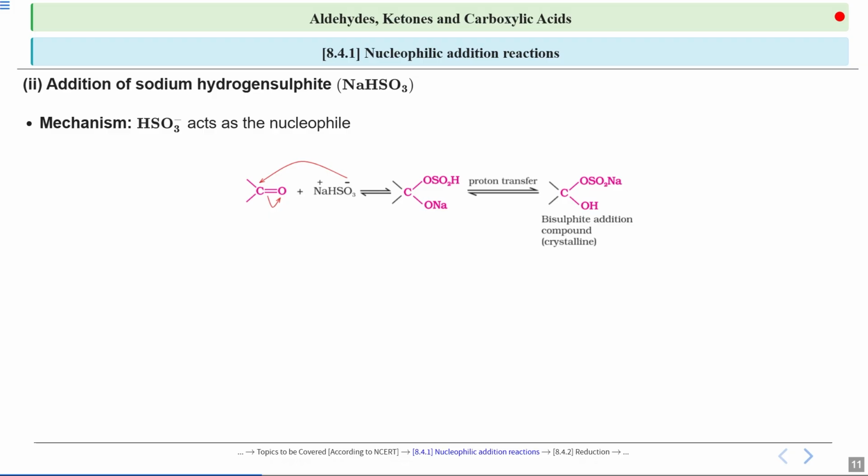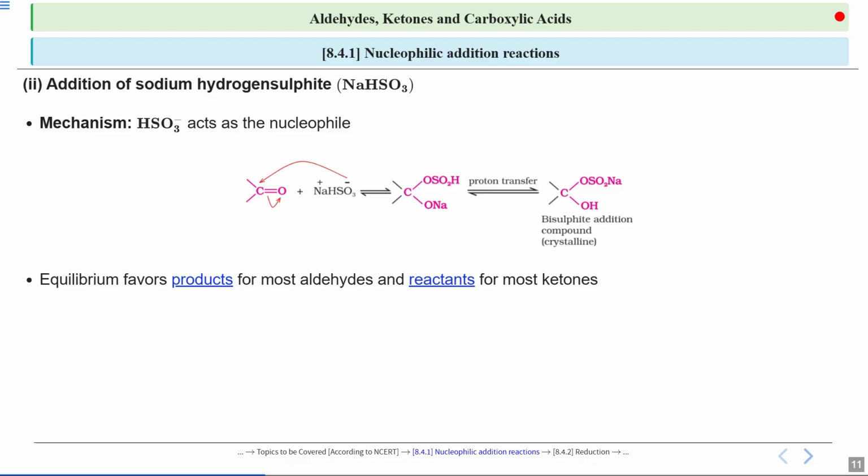Now HSO3 minus being a nucleophile will attack this carbonyl carbon. When this attacks, the electron density will shift towards the oxygen and oxygen gets a negative charge. And there OSO2H or SO3H gets attached. And to this negatively charged oxygen, sodium gets attached. And then there is proton transfer. So the proton from SO3H gets transferred to this oxygen, so this becomes OH, and to balance this negative charge, the Na gets attached to OSO2. So you get OSO2Na and OH. So this is a bisulfite addition compound.